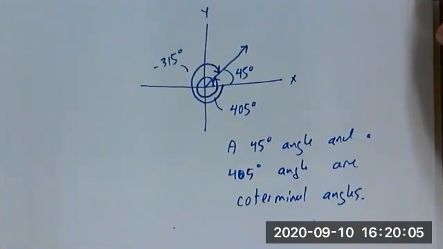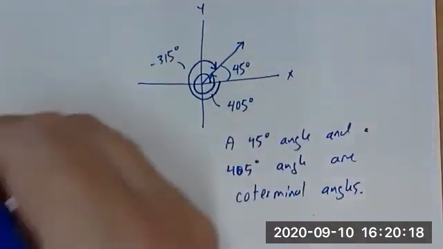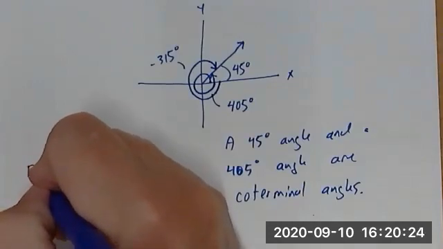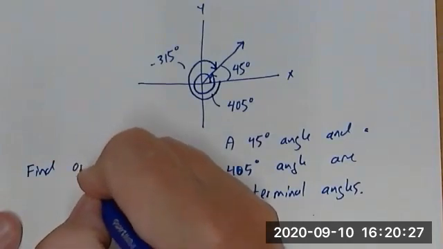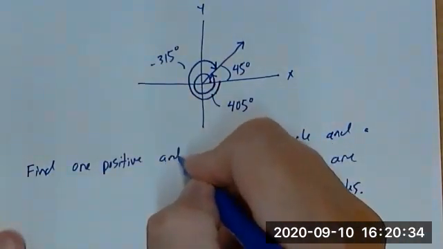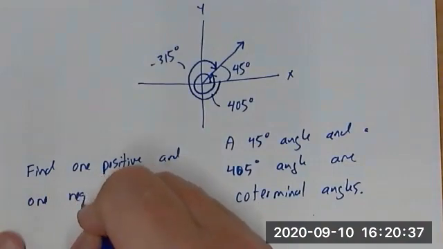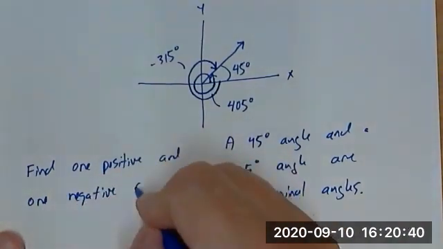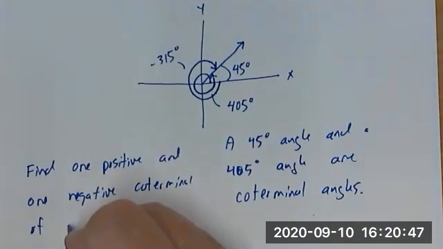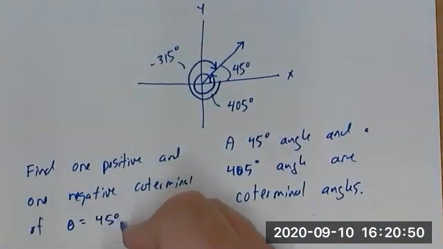Now, oftentimes what you have in homework is they will give you an angle and they will ask you to come up with some coterminal angles. So for instance, here's the kind of typical problem. Find one positive and one negative coterminal angle of a 45-degree angle.